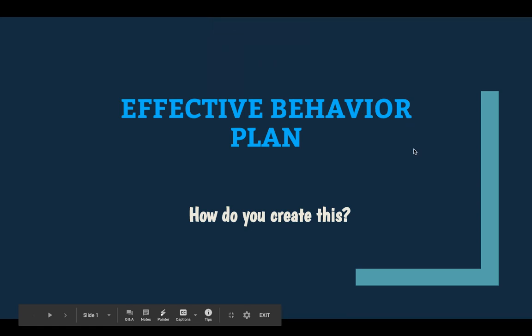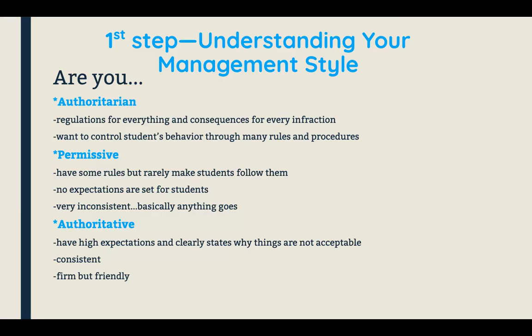Today we're going to talk about the third aspect of creating classroom management, which is creating an effective behavior plan. There's a lot of pieces that go into creating an effective behavior plan, and so we're just going to start today with creating the rules of the classroom. So the first thing you have to understand before creating the rules of your classroom is, what is your management style? There are three different types of management styles that a teacher could be.